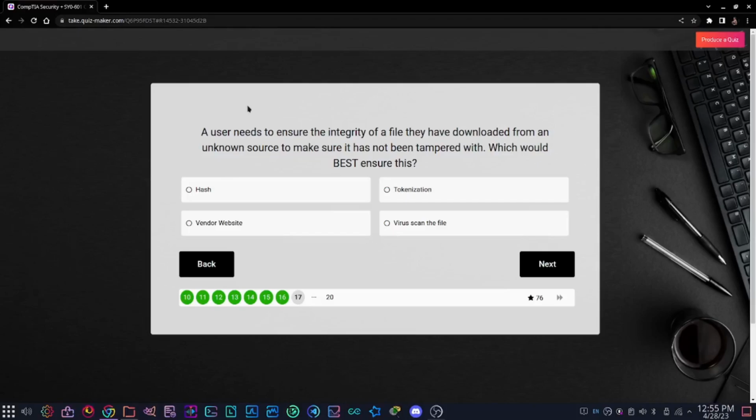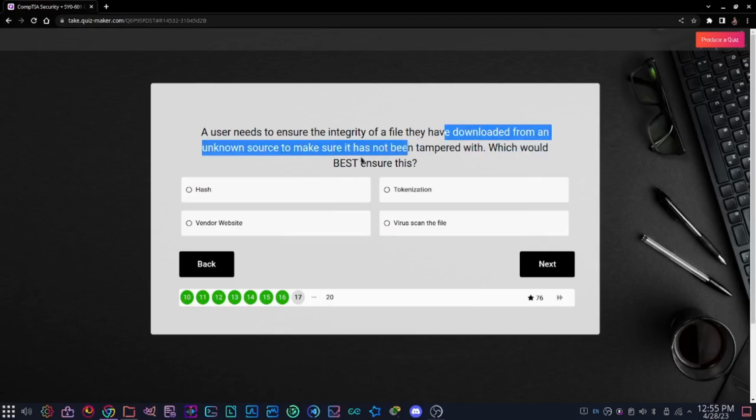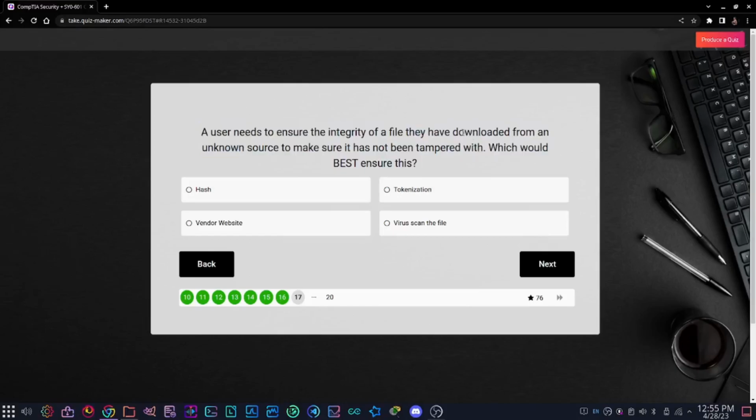Question 17. A user needs to ensure the integrity of a file they have downloaded from an unknown source to make sure that it has not been tampered with. Which would best ensure this? So the best way to ensure that a file you've downloaded has integrity, that it is the correct file, would be hash, because you can compare the hashes, and if the hashes match, then it is the correct file, and if not, then it has been tampered with. Because if you tamper with a file that has a specific hash, even just a little bit, the hash will drastically change. So we're going to go hash.